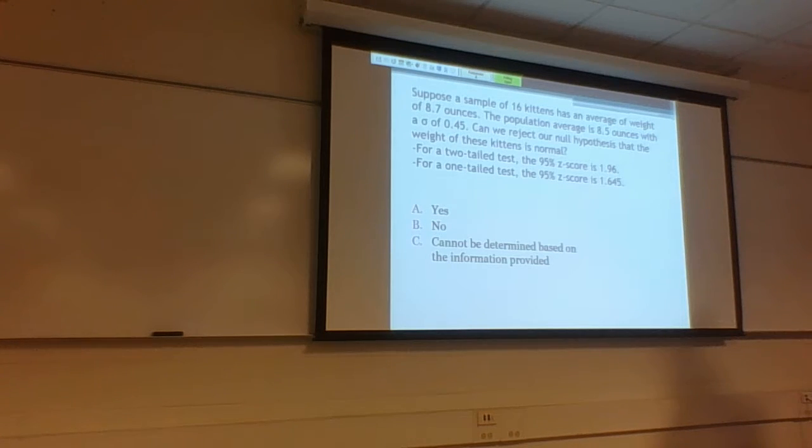So imagine we have 16 kittens. Maybe we're curious. Oh, maybe they're a bit heavier than normal. Maybe we've been given a different diet, or maybe they're growing in different environments, or maybe their parents all had something in common. Can we reject the hypothesis? Keep in mind too that for two-tailed tests, the 95% z-score is 1.96, and for a one-tailed test, the 95% z-score is 1.645. Yes, no, can't be determined.